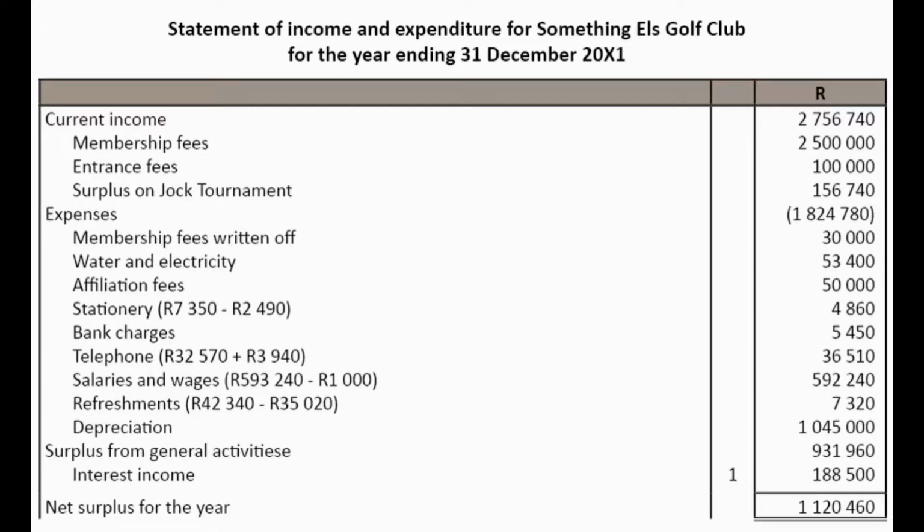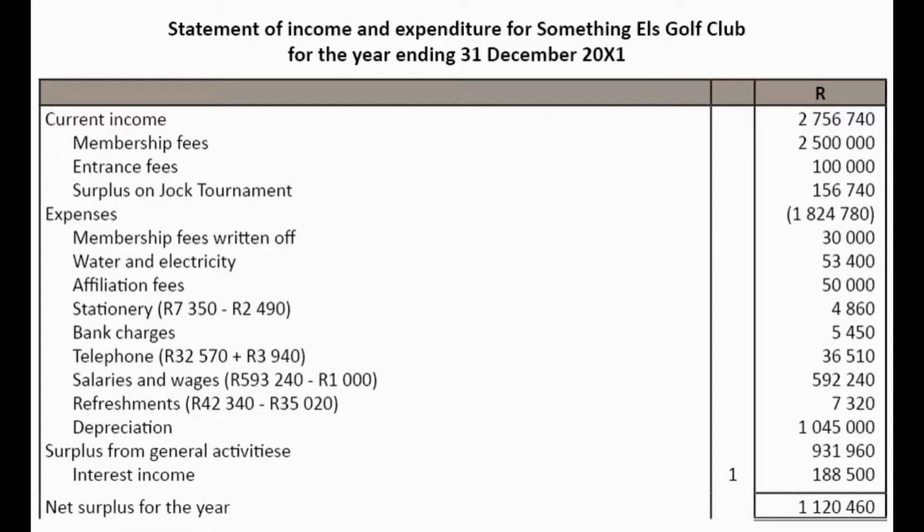And then depreciation. We have already opened the depreciation account, and I've already explained the calculation of how I got that amount of 1,045,000. Okay. And then if we add up all those expenses, we get a total expense of 1,824,780. Okay, we deduct that from the current income of 2,756,740, and then we get an amount of the surplus from general activities.